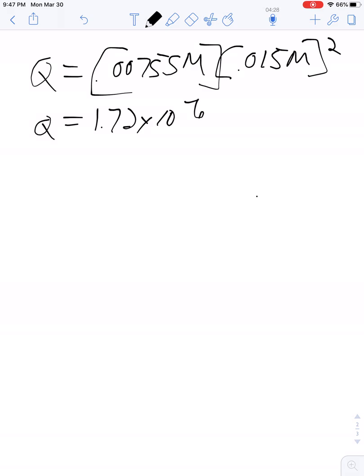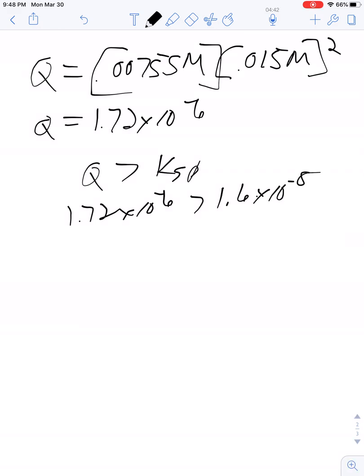Well, is Q greater than KSP? Yes, it is. So precipitate forms. Okay?